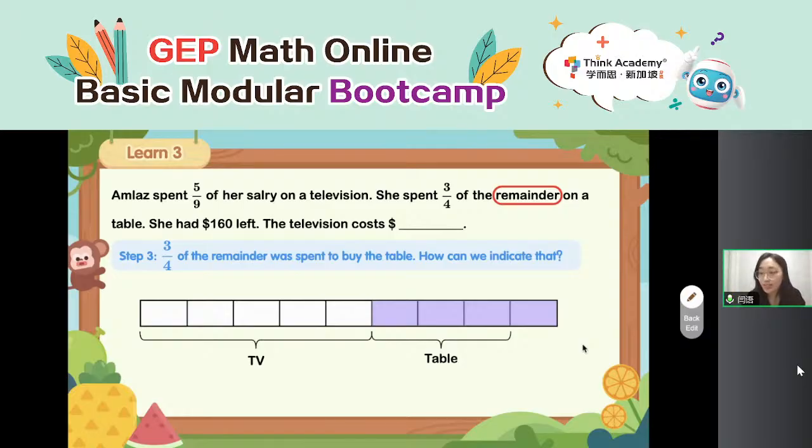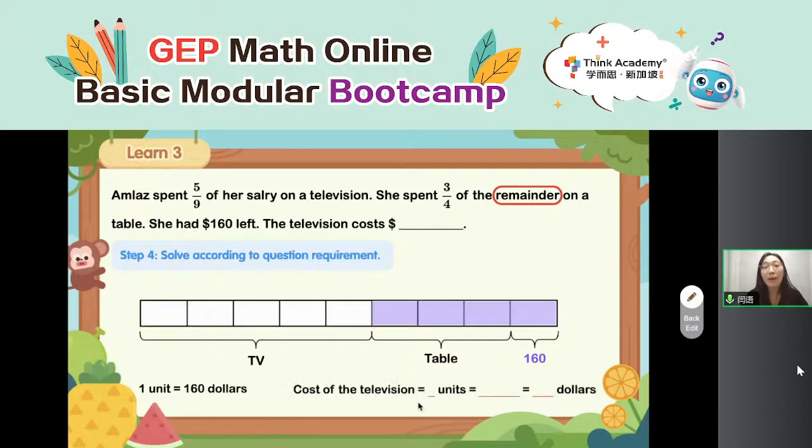Yes, so now you will see that there is only 1 unit left, right? So here let's label 1 unit as $160. And then after you finish the model drawing, you can figure out 1 unit that is for $160. Then what about the cost of television? For the cost of TV, how many units are there? There are 5 units, right? Okay, so what is the value of 5 units?